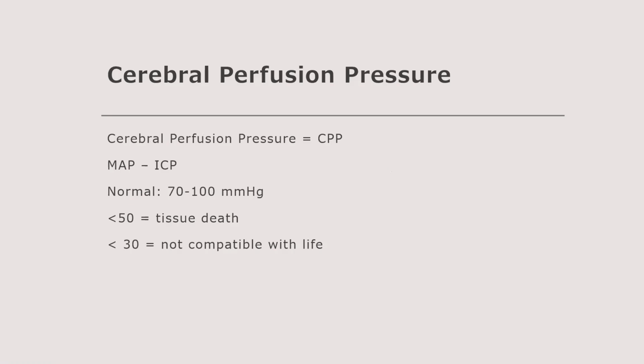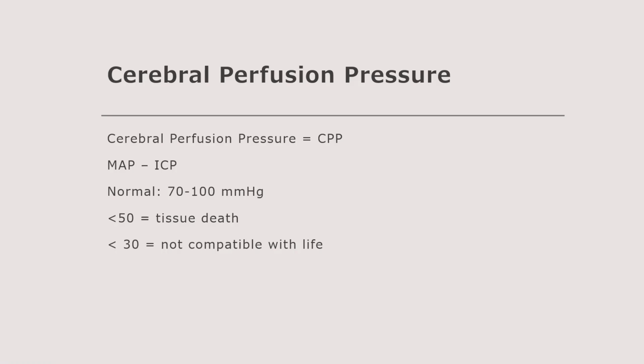The last one that we'll talk about is CPP, or cerebral perfusion pressure. This is calculated using the formula MAP minus ICP. So you would need to know the mean arterial pressure as well as the intracranial pressure. The normal range is 70 to 100, just as with the MAP.